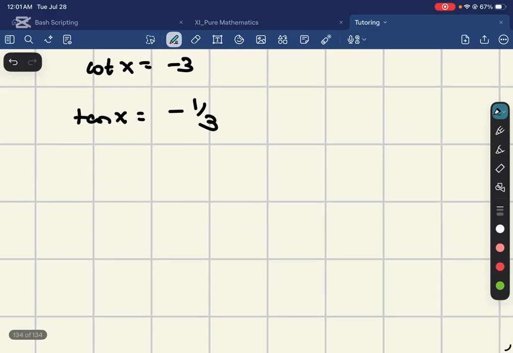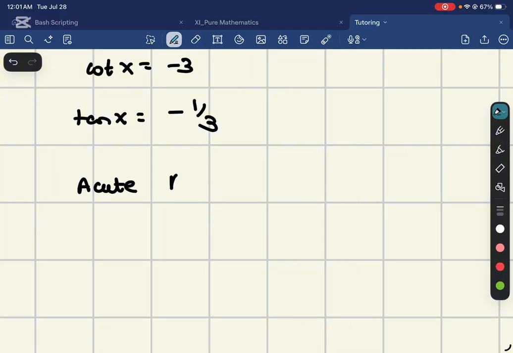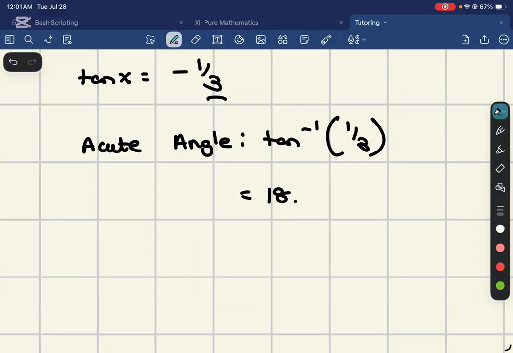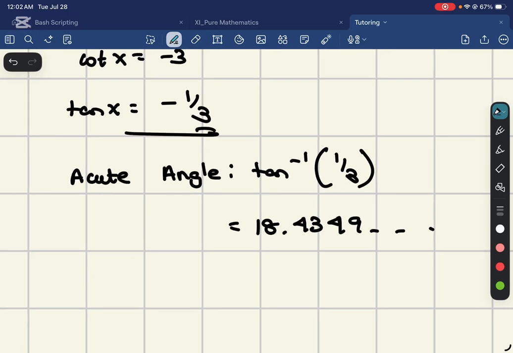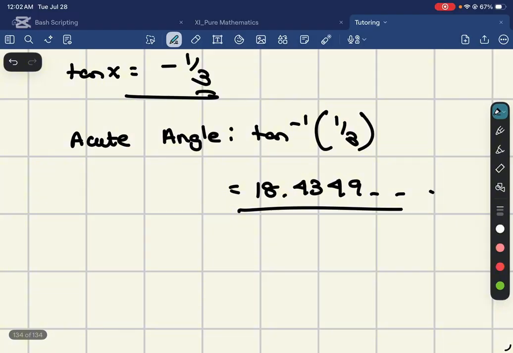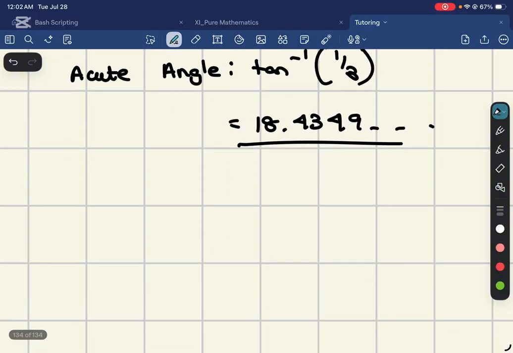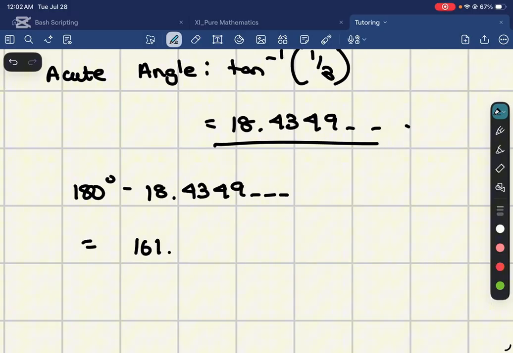Alright, so now how do we find x? We just use our acute angle. And how do we get our acute angle? We take tan inverse of the positive value. We are working with degrees, so tan inverse of 1 over 3 is just 18.4349 something. And now I need it to be negative. Tan of x is negative. So I need to push this acute angle. In the first quadrant, it's positive, so I need to push it into the second quadrant. To do so, I just need to subtract this acute angle from 180. And I get 161.6 degrees. Alright, so that is my second angle.